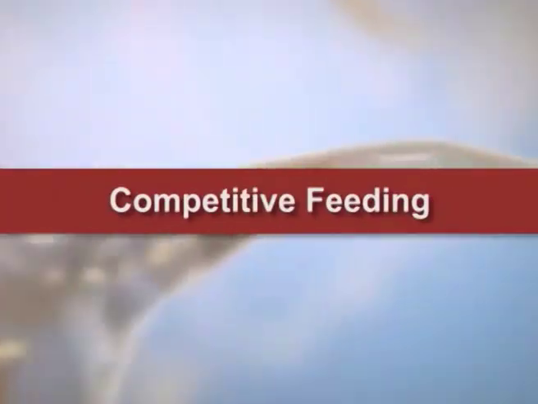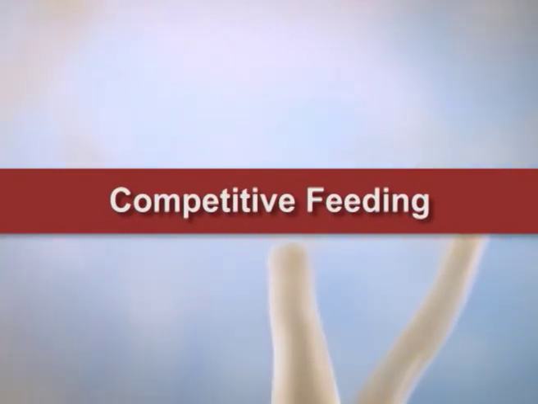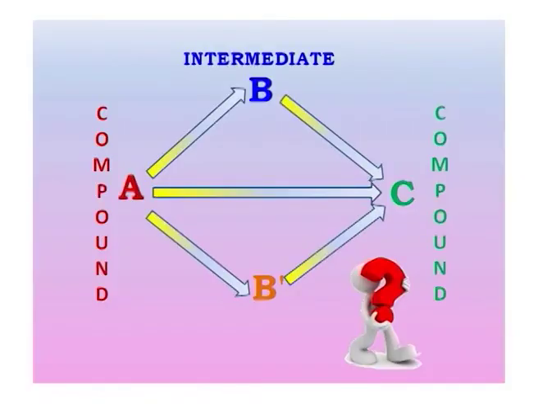Second method, that is competitive feeding. In the biosynthesis of secondary metabolites, a number of precursors seem to be involved in the normal route of synthesis. Competitive feeding experiments have great value to determine which of the available intermediates are used as a precursor by the plant. Consider a biosynthesis of compound C from compound A, which may be either via intermediate precursor B or B'.